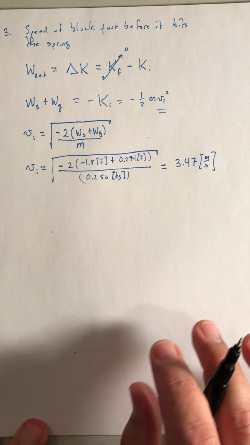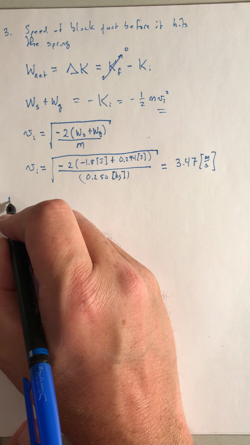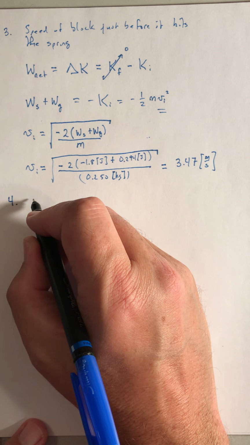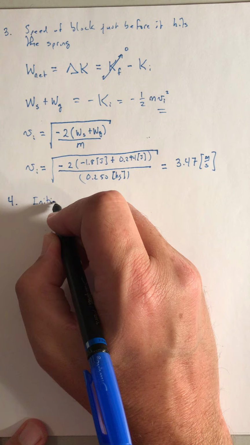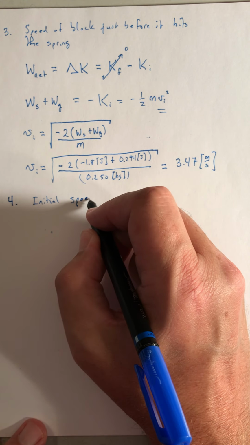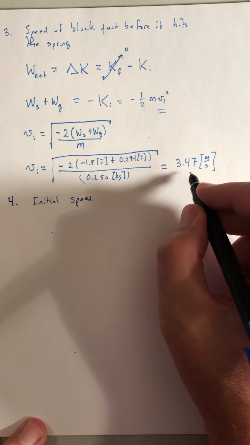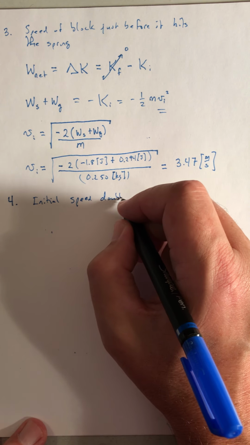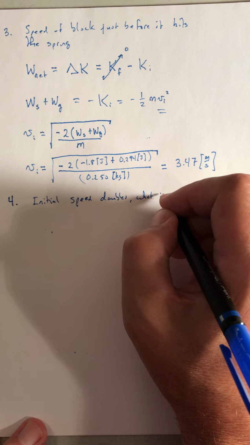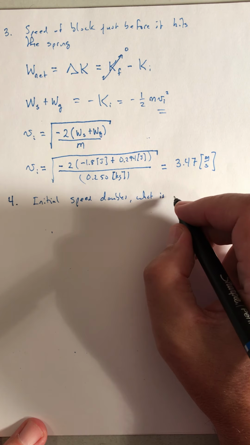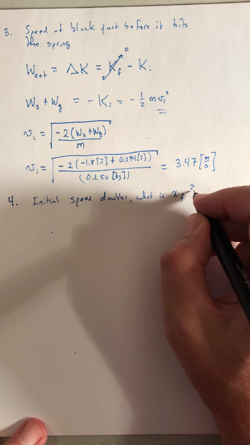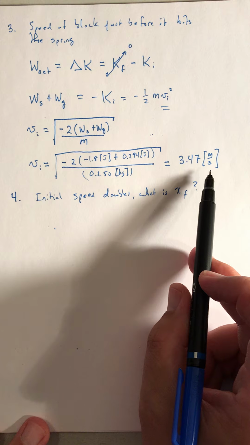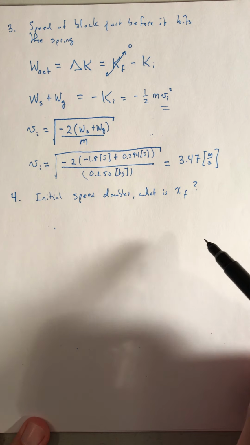Okay, and then the fourth part is more of a head scratcher. What happens if we double this initial speed? So it's not 3.47, but twice that. So the initial speed doubles. What is the compression of the spring? So what is x final? At 3.47 meters per second, it compressed the spring 12 centimeters.